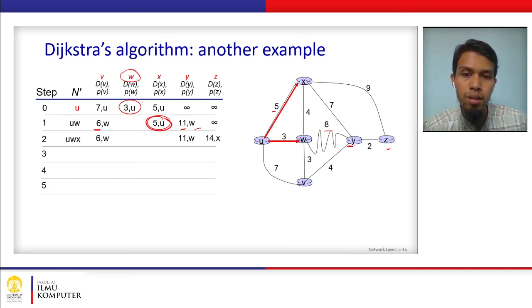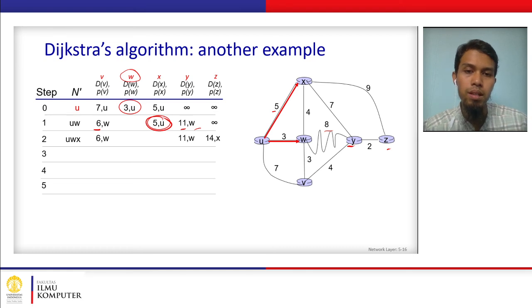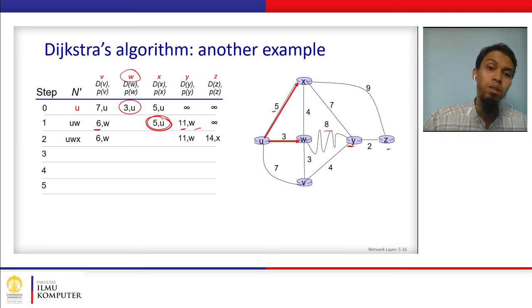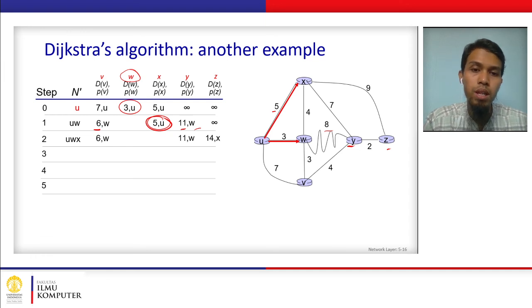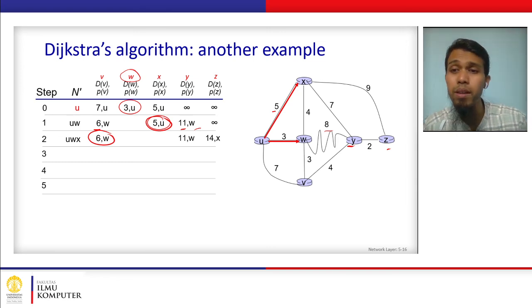Still we have a cost of 6 to V through W, and the least cost path to Y is still 11, because if we take the path from U to Y through X, the cost will be 12. So we keep this 11, and then there is a new path to Z where the cost is 5 plus 9, which is 14. And we find that the path to V has the least cost in this iteration. So we add V to the N prime list.